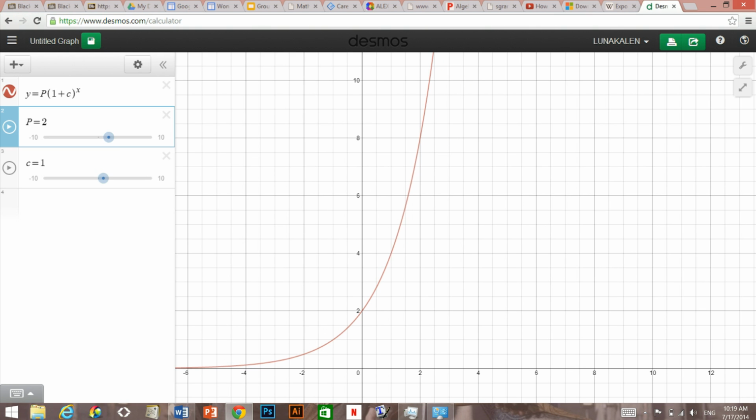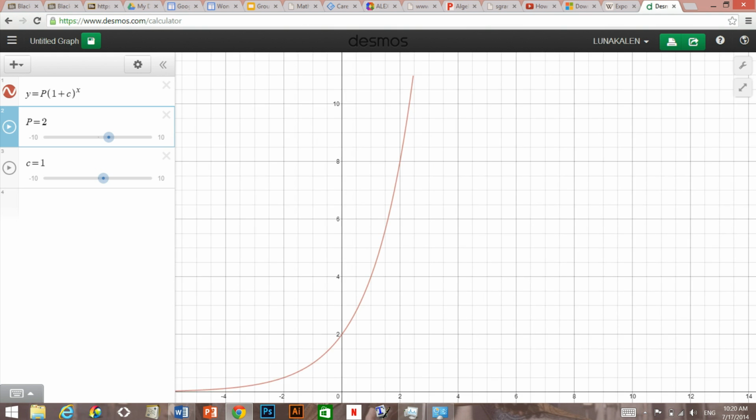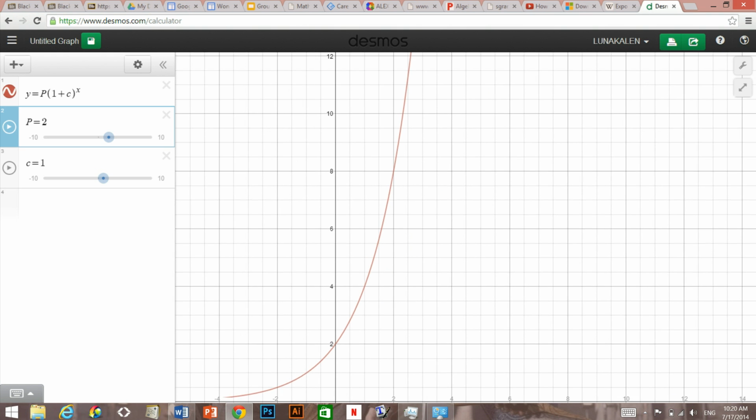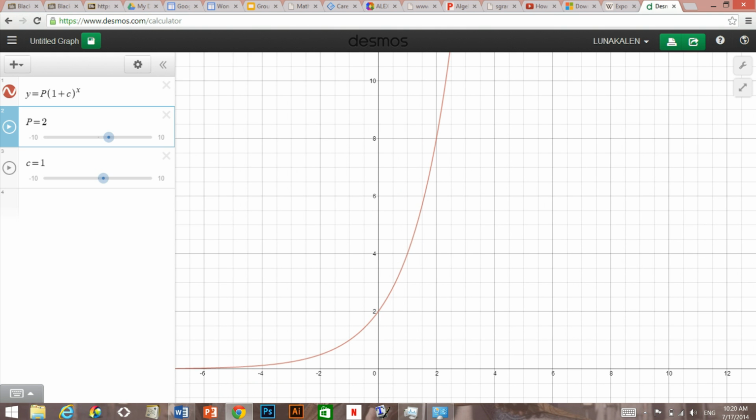So after 2 years, with the rabbit population doubling each year, we'll have a total of 8 rabbits in the population. As you see, you go up and it's a factor multiple of 2. So each time the whole population is multiplied by 2 to get the population that we have after a certain amount of time.